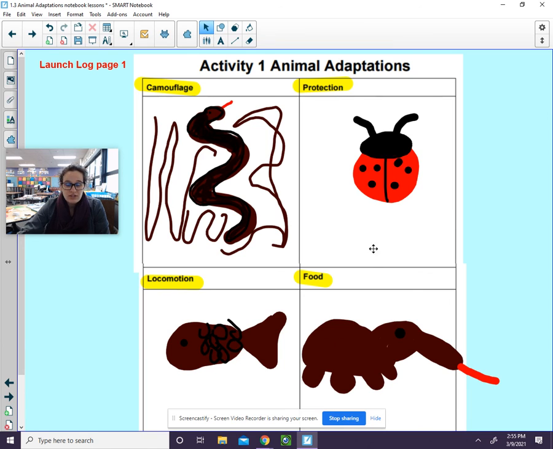When you're done drawing each of your pictures, you need to take a photo and put it onto Seesaw.